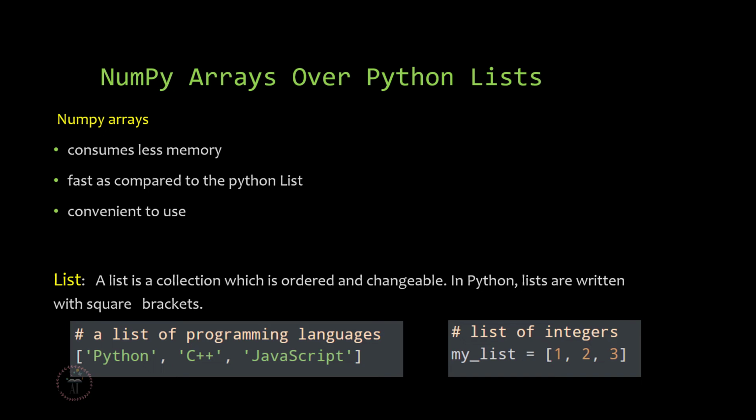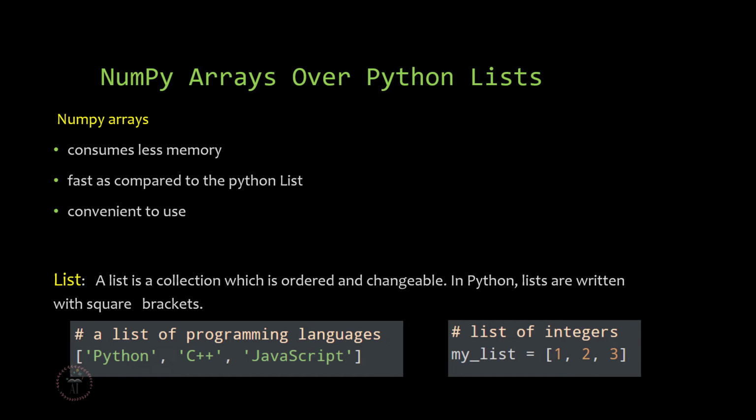Now that's the best part of this NumPy array, and it is pretty fast compared to the Python list when it comes to performing any mathematical operation. And we've got a lot of functions, and we've got the operator overloading facility. As a result of this, it's very convenient for us to use.